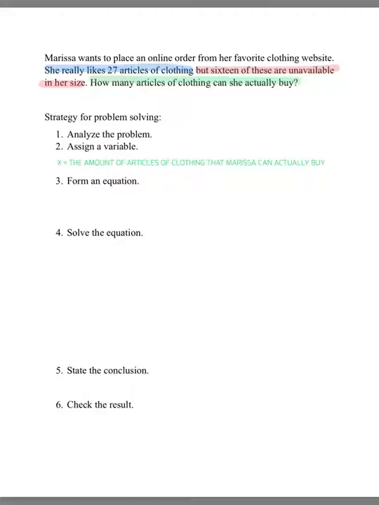So our equation is going to be the number of articles of clothing she really likes. So she really likes 27, but 16 of those are unavailable in her size. So of those 27, she cannot buy 16, so we're going to have to subtract that number from 27. And what's that going to be equal to? Well, that's going to be the amount of articles of clothing that Marissa can actually buy, which is our variable x.